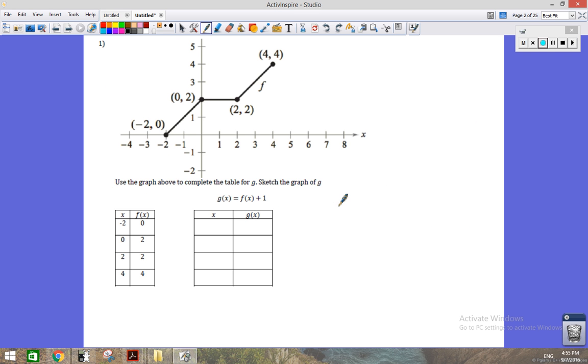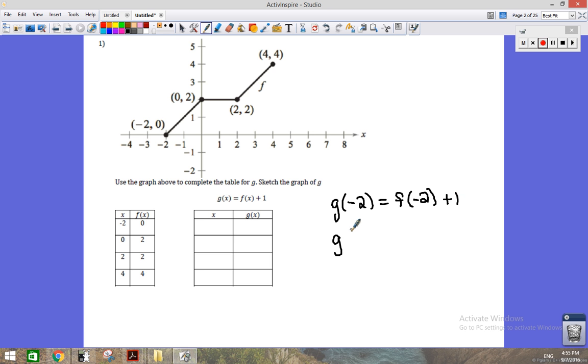In problem number 1, we would like to fill in this table for this new function g. Well, this function g is related to this function f through this equation. So let's evaluate g at some input and get the output. So let's construct this table. If we input a -2 into g, what will the output be? Well, this equation tells us that the output will be f evaluated at -2 plus 1.